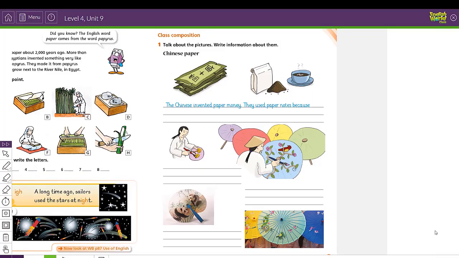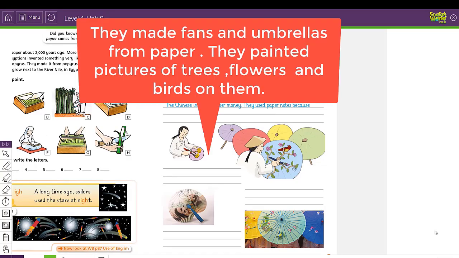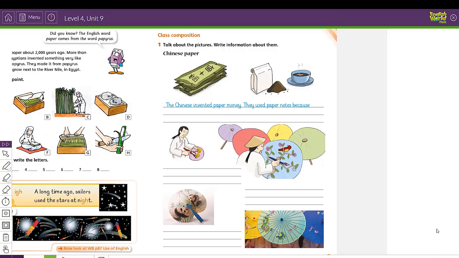Write first, then read. They made fans and umbrellas from paper. They painted pictures of trees, flowers, and birds on them. Okay, let's move to the next one.